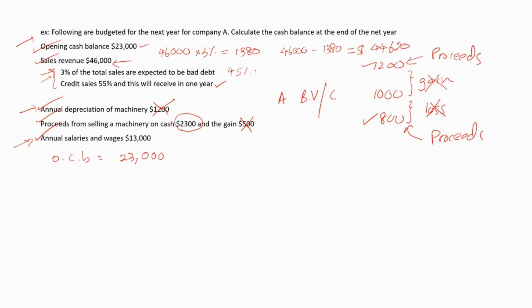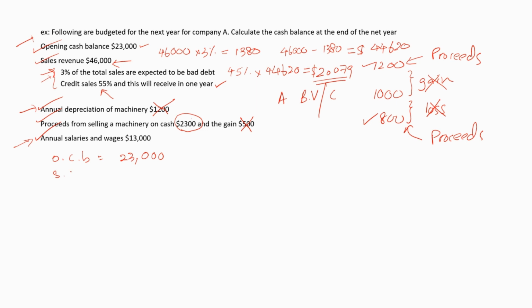So the rest of the sales will be on cash. So 45% of 44,620. This will be the cash sales. So this is equal to $20,079. So this will be the cash amount the company will receive in the next year. The 55% will be received in the year after the next year.